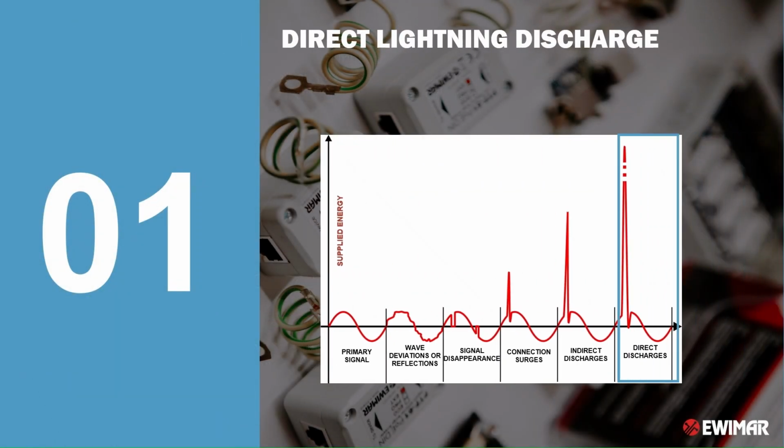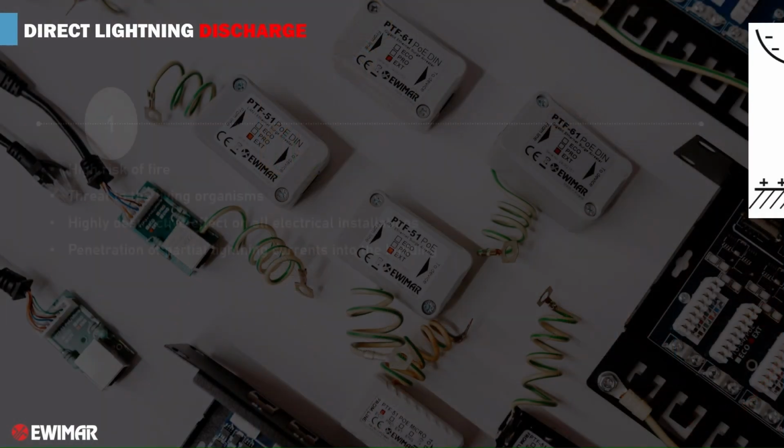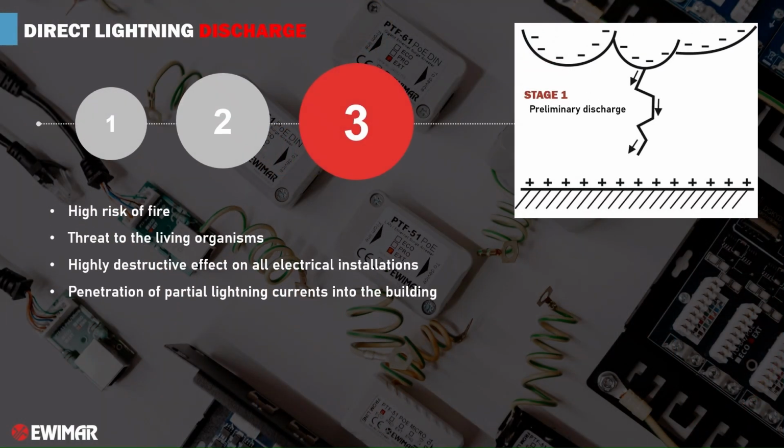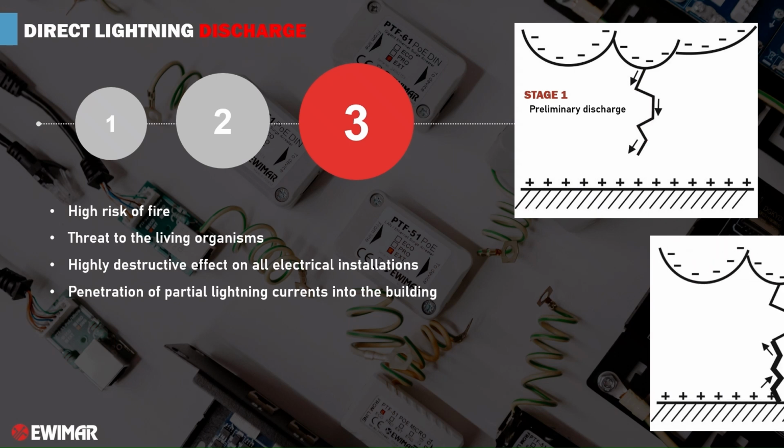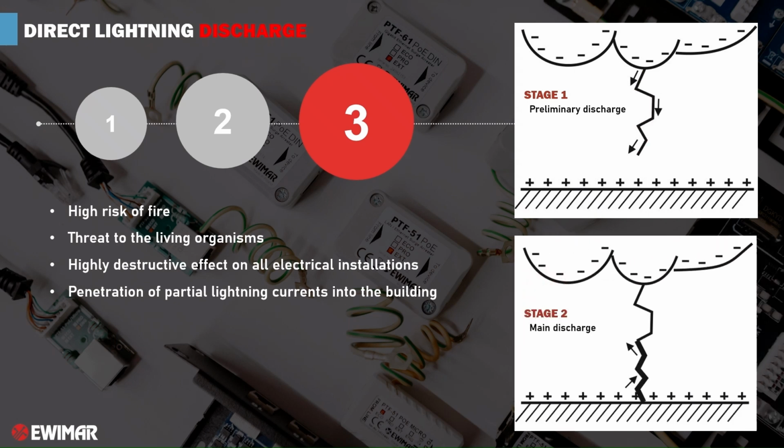Direct lightning discharge. This is an electrical disturbance originating directly from lightning, ranking highest in the hierarchy of possible hazards. It is a surge with very high energy. Atmospheric discharge is the result of a potential discharge between clouds and the ground. It is divided into two stages. The preliminary discharge, which we see as fractals, prepares the path for the main discharge. The main discharge is a very short impulse that occurs in a very short time and has enormous destructive potential.